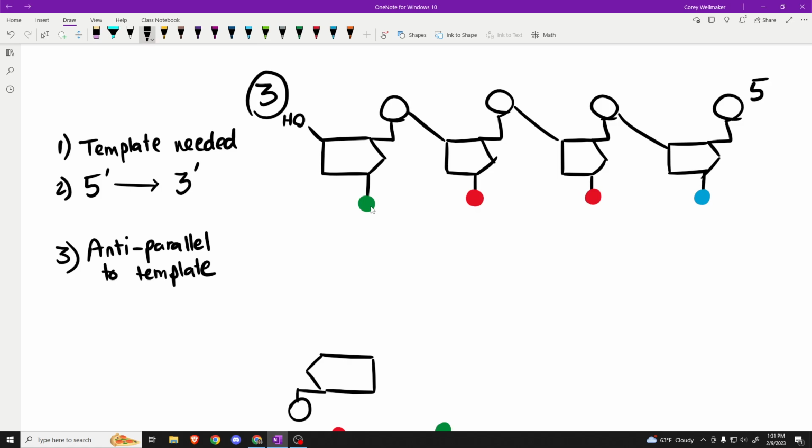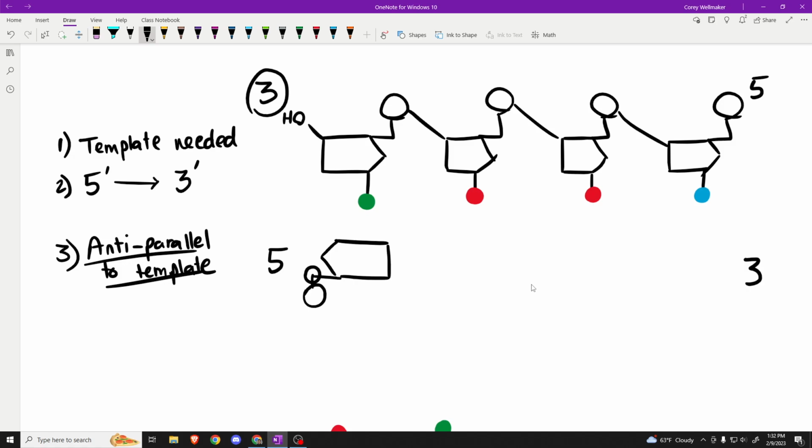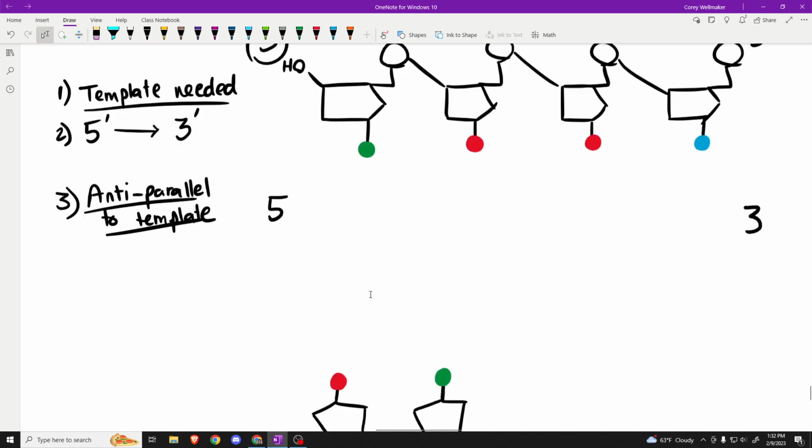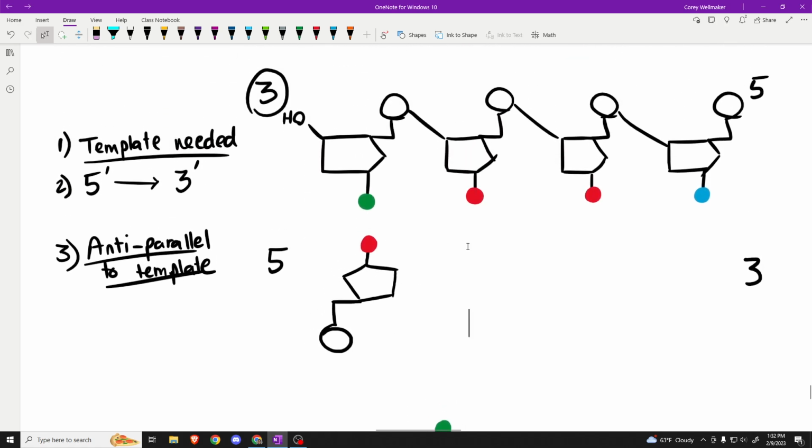I need to have the 3' over here and the 5' over here, which means this is the correct orientation because this is carbon number 5. So that satisfies my anti-parallel. Obviously I need a template. Let's get rid of this nucleotide because I've already got one drawn down here. So we're following base pairing rules. Green represents A, so red must represent T. Blue represents G, and we're going to use the color orange to represent C.